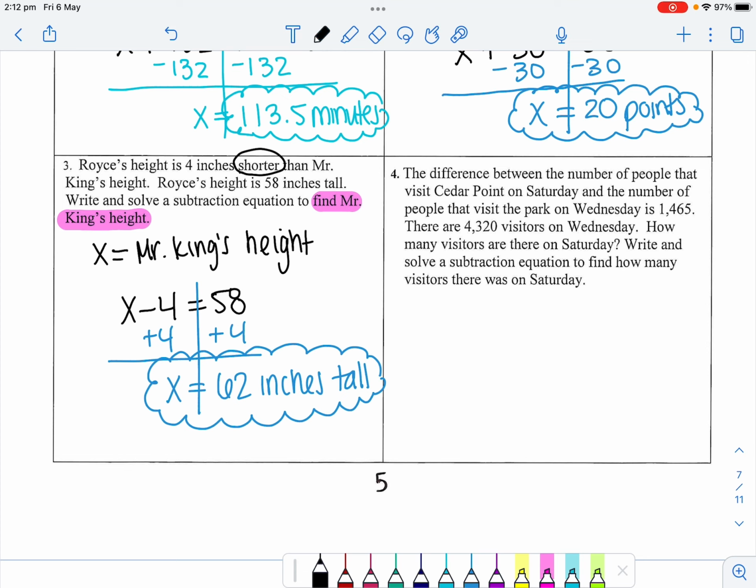Number 4 says the difference between the number of people that visit Cedar Point on Saturday and the number of people that visit on Wednesday is 1,465. There are 4,320 visitors on Wednesday. How many visitors are there on Saturday? So my variable is going to be the answer to this question. So x is going to equal the visitors on Saturday.